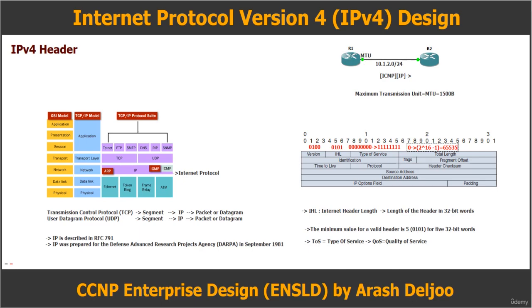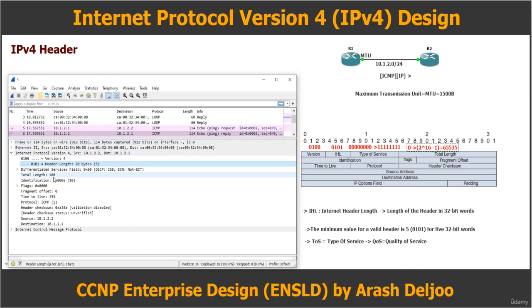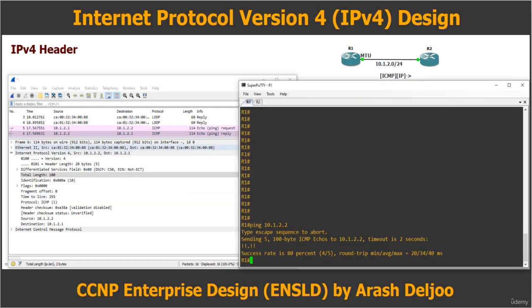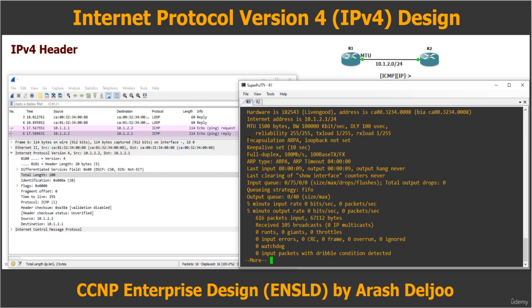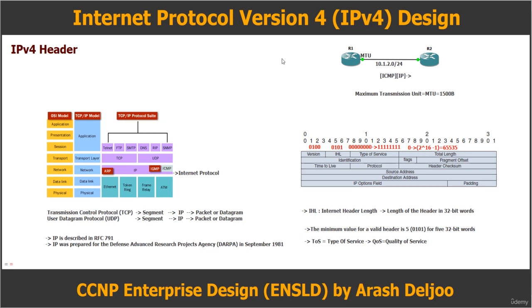Here, let me show you the total length. Here we have a total length of 100 bytes, and as you know, 100 bytes is smaller than the MTU of the interface. Because of that, we don't need to fragment it. Here on R1, if you want, you can use show interface FastEthernet 0/0. You can see that the MTU of the interface is 1500 bytes. Because of that, we don't need to fragment the traffic. That's it.